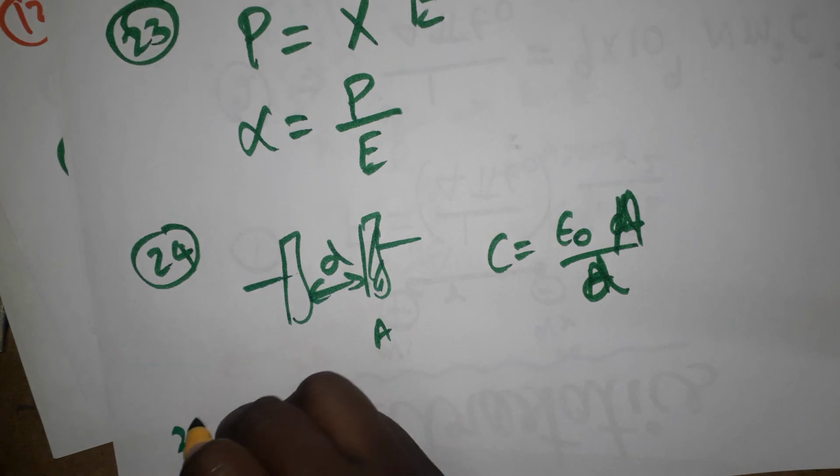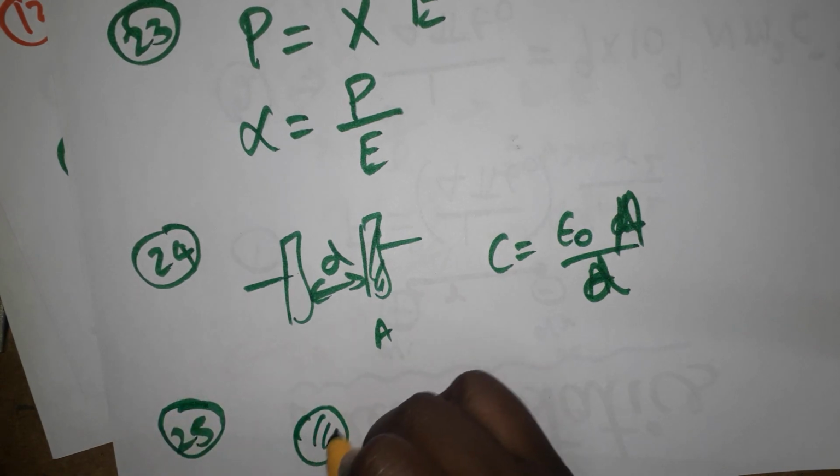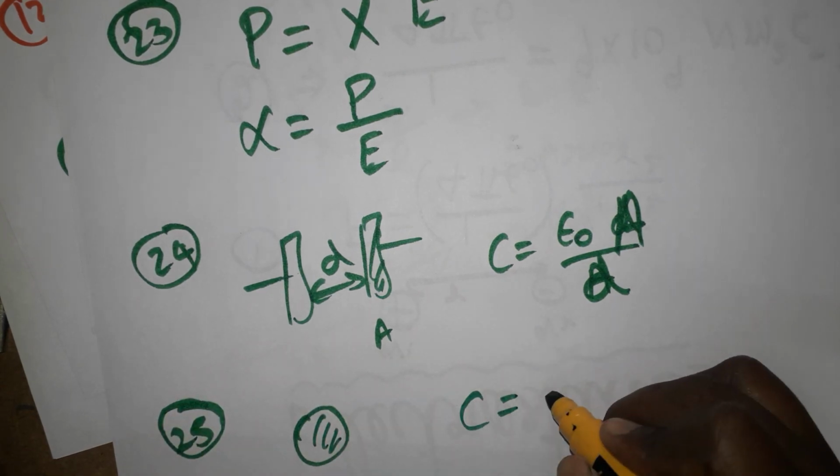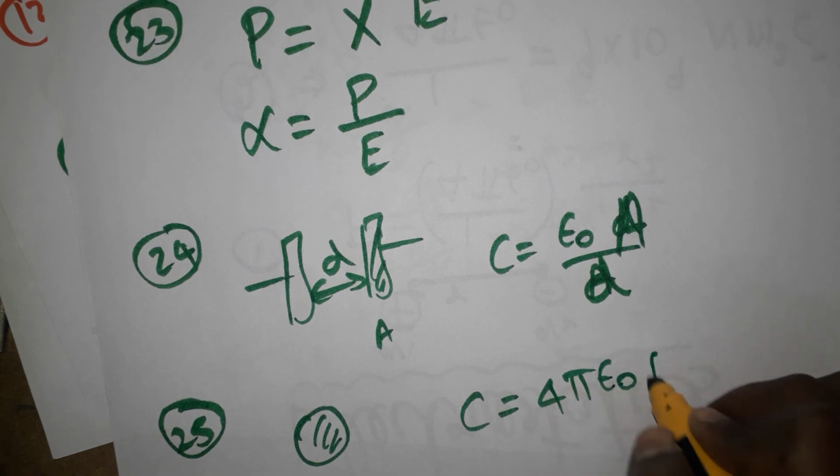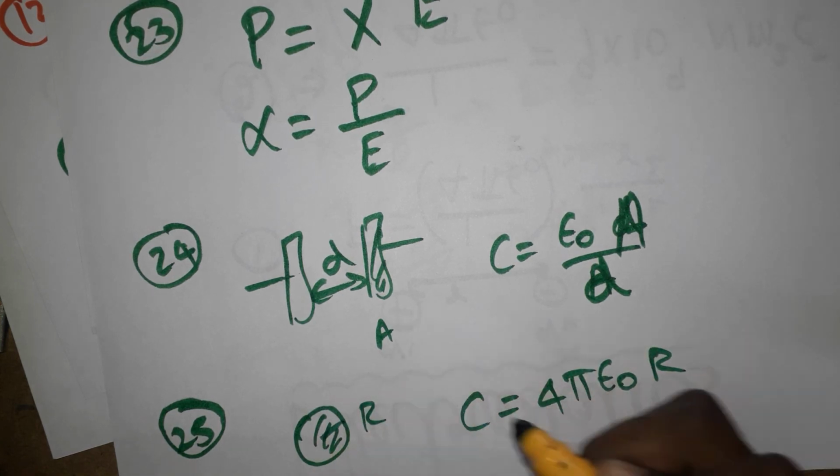Okay. 25th formula. When we have a spherical capacitor, what is the value of the capacitance? C is equal to 4 pi epsilon naught R, where R is the radius of the conductor which you are using.